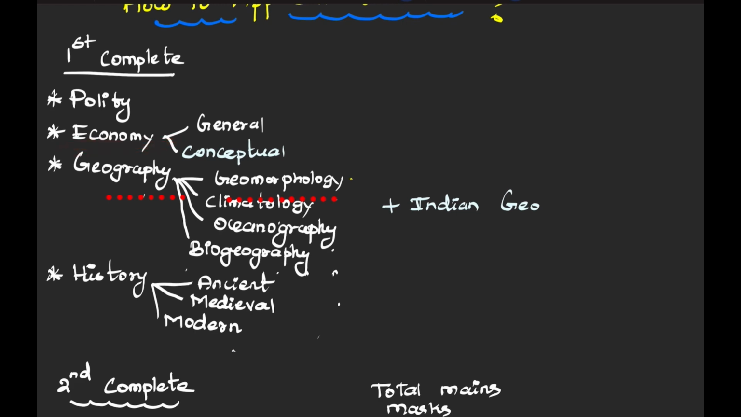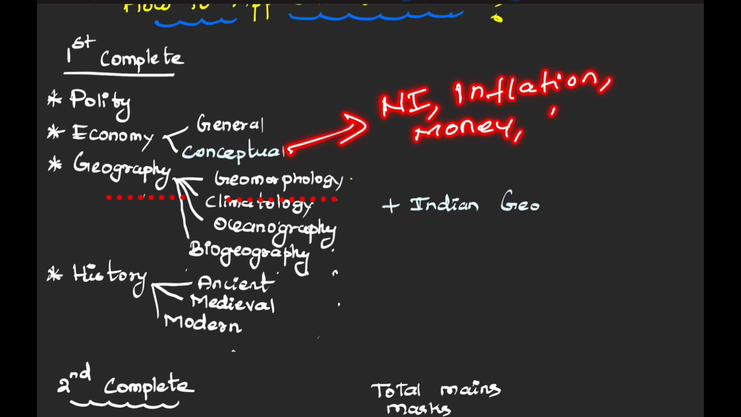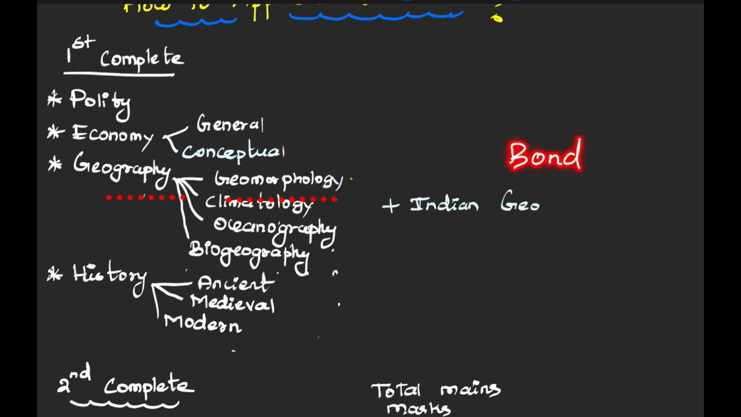Then economy can be divided into general economy and conceptual economy. Conceptual economy means national income, inflation, money and banking, right? Then external sector, then what is a bond, what is a share. So there are certain topics which come under conceptual economics. And general economics means what happened to the Indian economy after the 1950s, like the planning commission, a lot of industrial policies, like LPG, and various others.